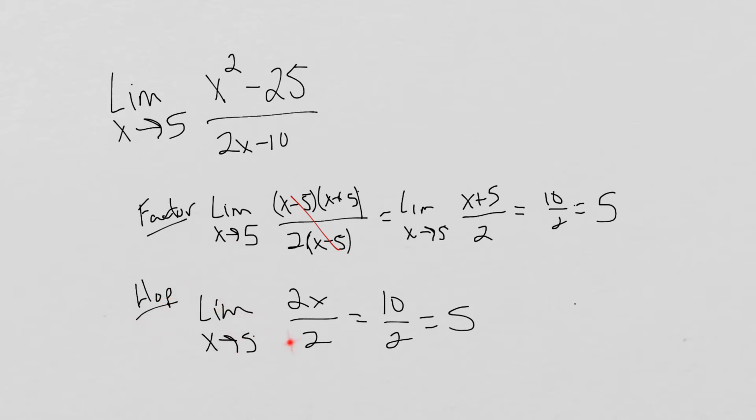If I L'Hopital this, I take the derivative of the top and the derivative of the bottom individually. I'm not doing quotient rule. What's the derivative of the top? Well, that's 2x. It's power rule. What's the derivative of the bottom? Well, the 10 goes away, and the 2x gives me a 2. So I get 10 over 2, and that's 5. One thing I want you to notice, L'Hopital's rule here is a lot faster, a lot less work than this.